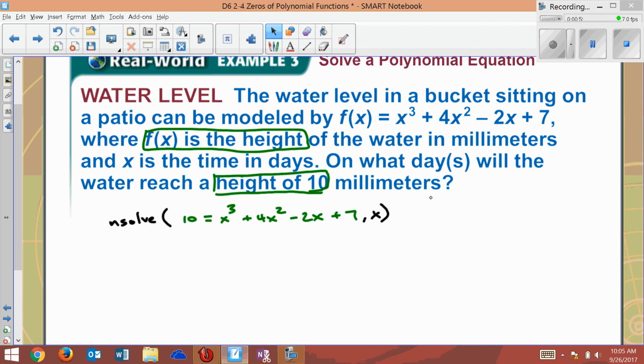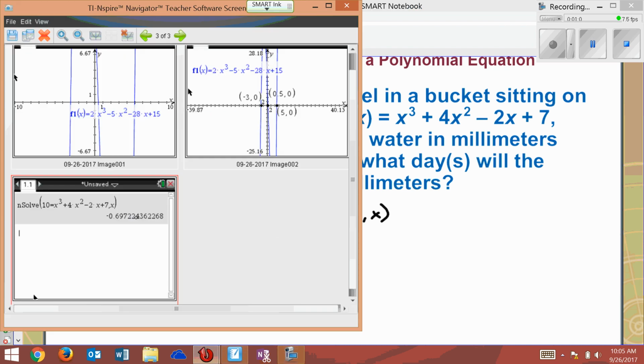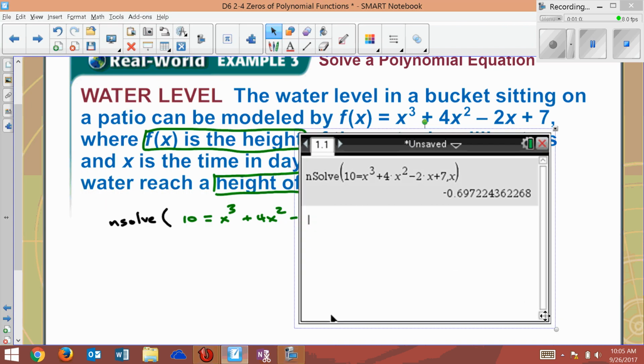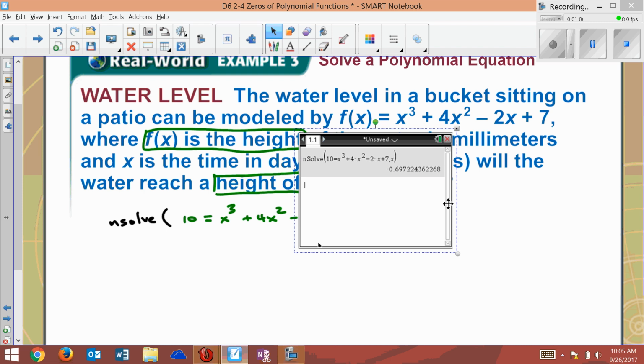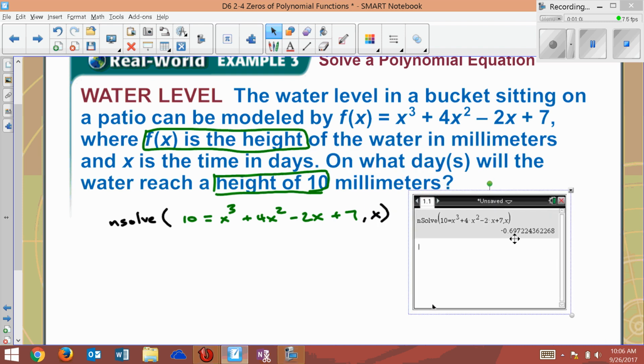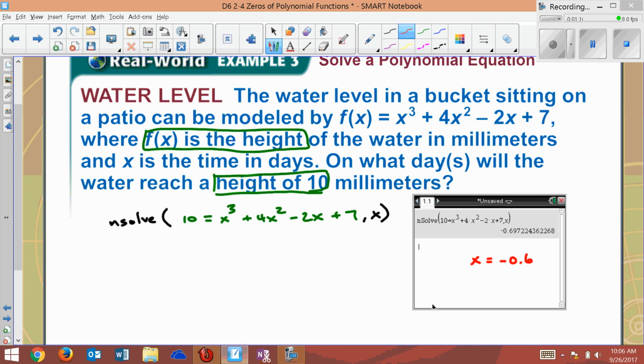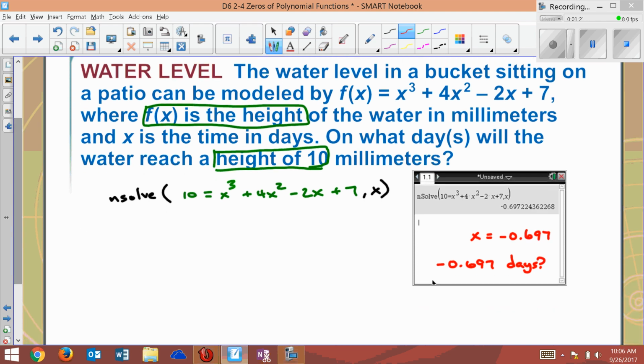I've actually done this already in the calculator. Our answer here would be this value. So it looks like negative 6.9 would be our x, which would mean that it is on that height on negative 0.697 days. That doesn't make any sense. Well, that's because there's more than one answer, because we've learned that this has 3 possible zeros.